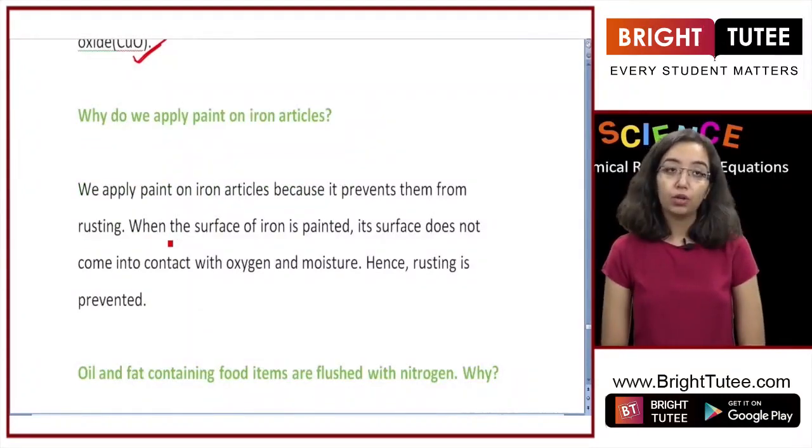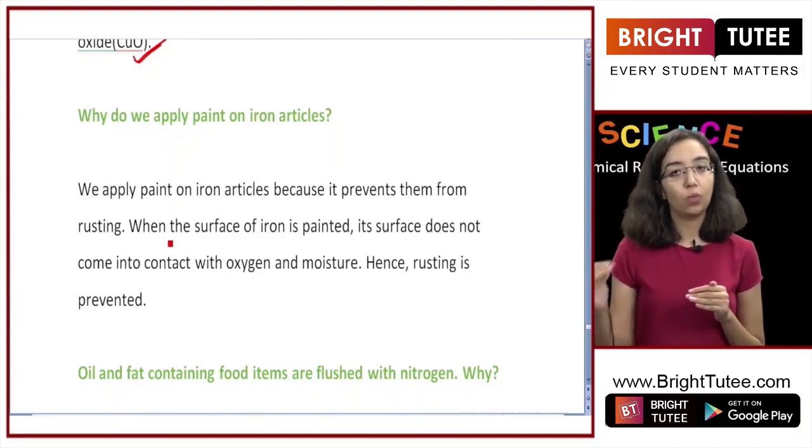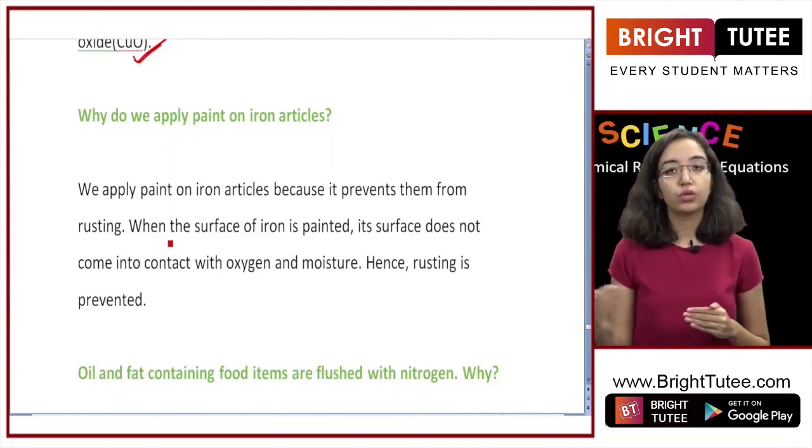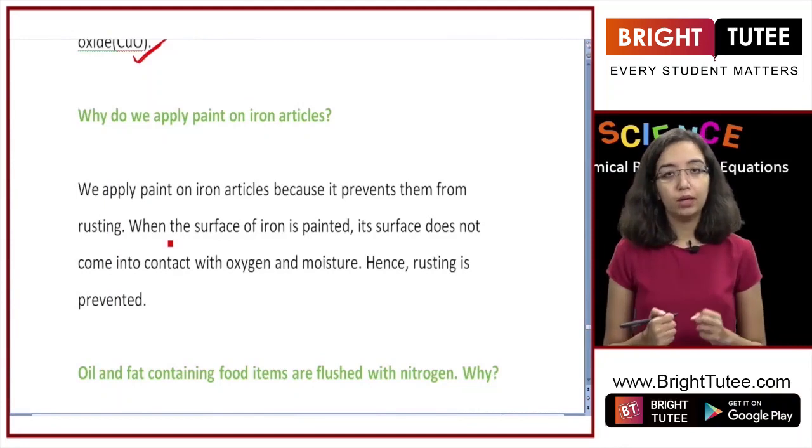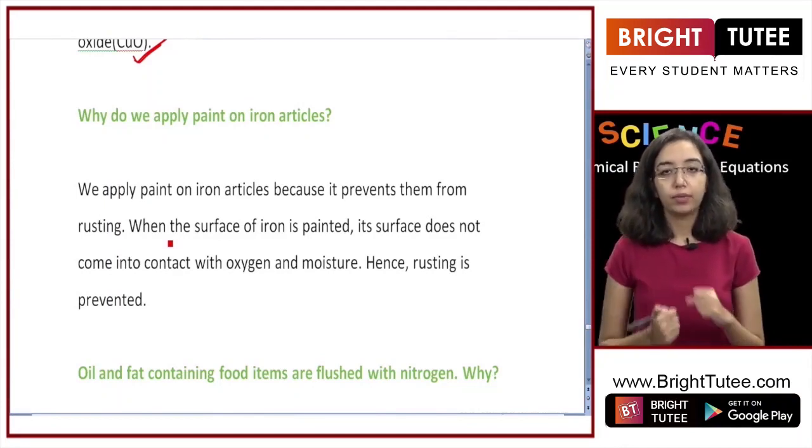Why do we apply paint on iron articles? We apply paint on iron articles to cut its contact with air and water so that it does not go through the process of rusting, which makes the metal weaker and it loses its strength.